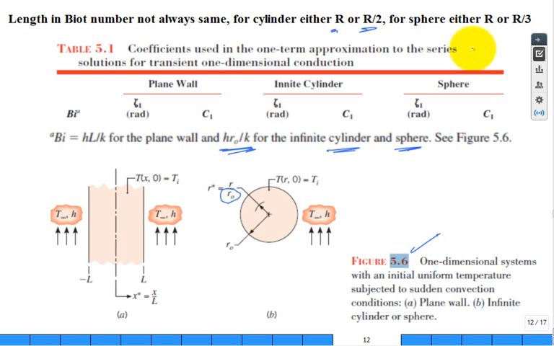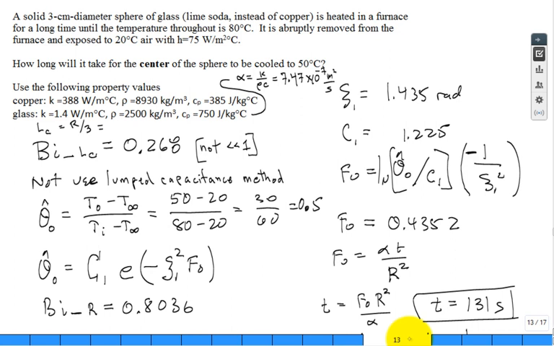Okay. Here's a problem with the solution already worked out. I like that. We have a solid 3 centimeter diameter sphere. You know what? They changed it. The only thing really changed was they changed from copper to glass. What would we know about copper? Great thermal conductivity. Look at copper's value of k. Look at the glass k. Low. Right? This is a big difference. 388 versus 1.4 on the k. Yeah, the rhos and the cs are different too, but the big difference is thermal conductivity. Copper easily conducts. Glass does not.